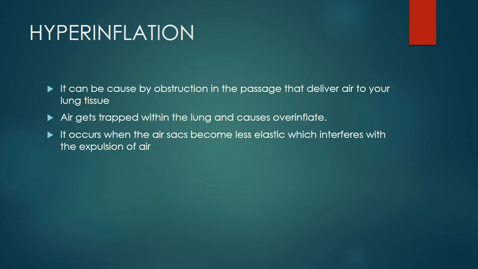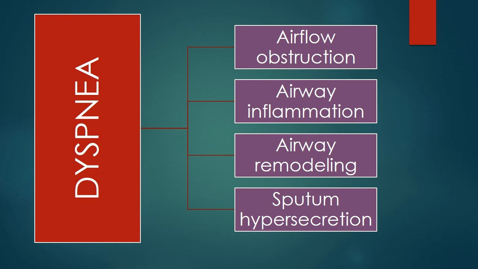Hyperinflation. It can be caused by obstruction in the passages that deliver air to your lung tissue. Air gets trapped within the lung and causes it to overinflate. It occurs when the air sacs become less elastic, which interferes with expulsion of air. Then, dyspnea, caused by airflow obstruction, airway inflammation, airway remodeling, and sputum secretion.